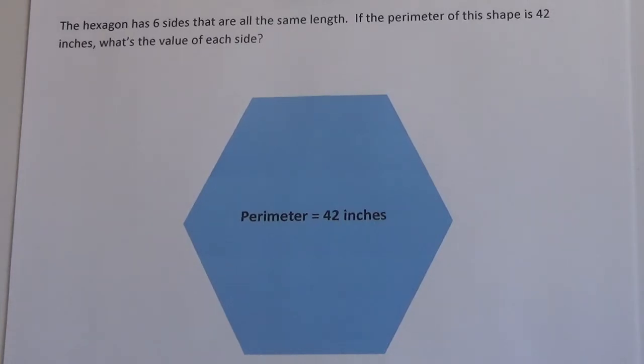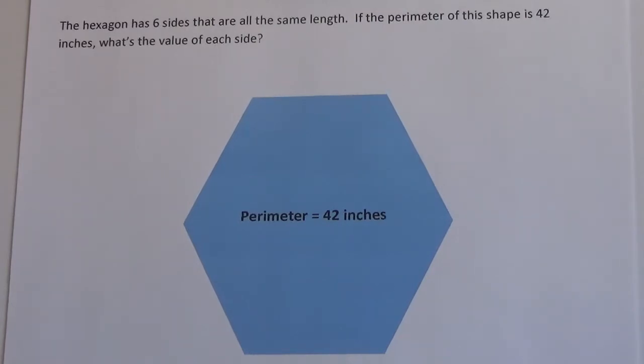Yesterday, our job was to find perimeter. Our job was not to find perimeter. Our job was to use the perimeter to help us figure out what the value of the missing length was. And we did that with quadrilaterals, four-sided shapes.